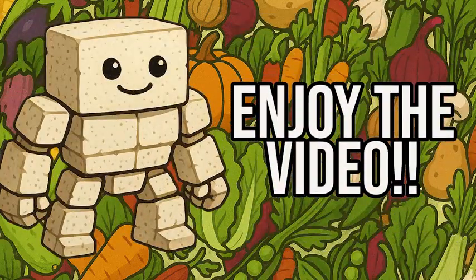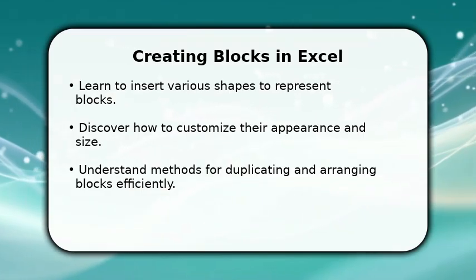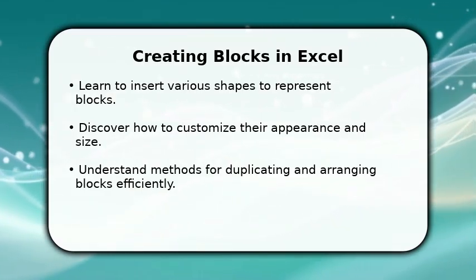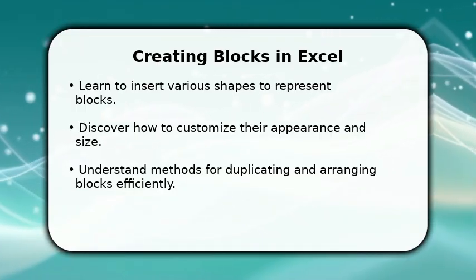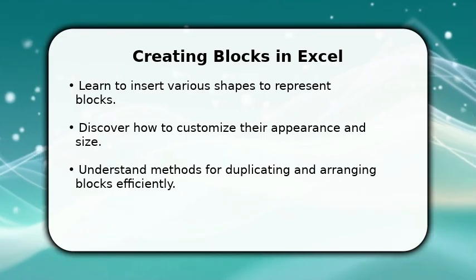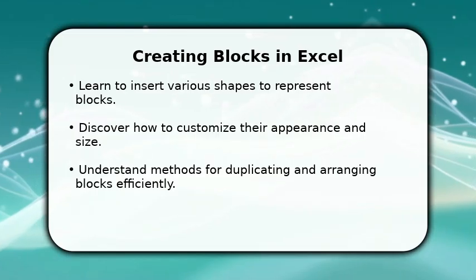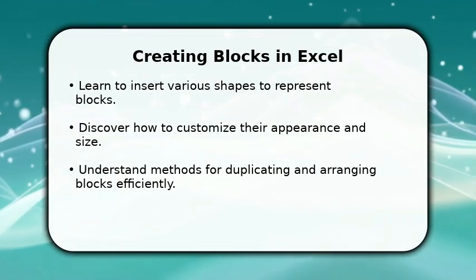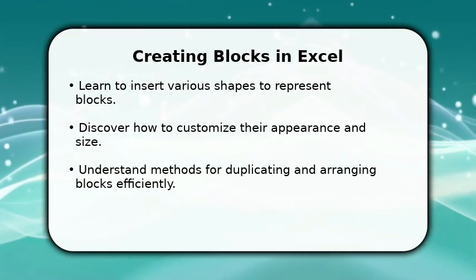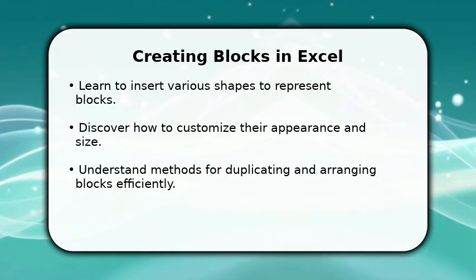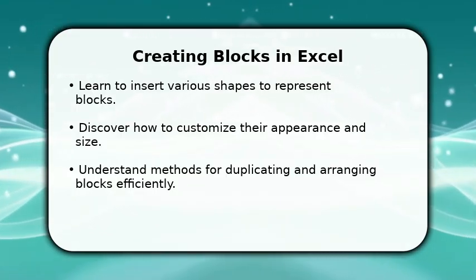Please enjoy the video. In this video, I will explain how to make blocks in Excel. We will begin by navigating to the Insert tab on the ribbon. From there, you will select Shapes and choose a basic rectangle or square. This initial step is crucial for laying the foundation of your visual blocks. You can then draw your first block directly onto your spreadsheet, setting its initial dimensions and placement. This process is quite straightforward and forms the basis for all subsequent block creation.